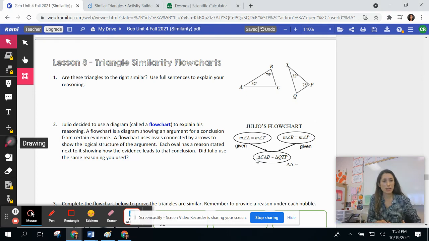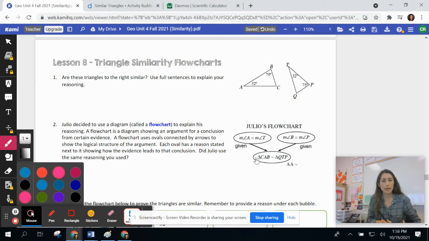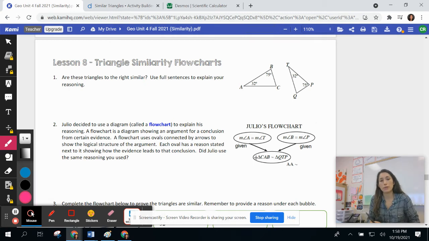Hi, we're looking at triangle similarity today, and we're creating flowcharts for that. So it's just a new way to organize your thoughts when we're looking at why triangles are similar. So we're looking at these sets of triangles here. We want to know if they're similar.